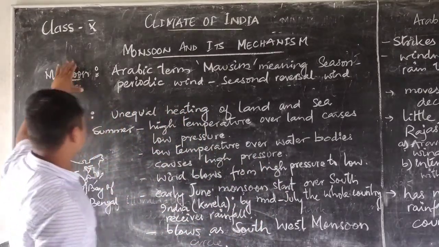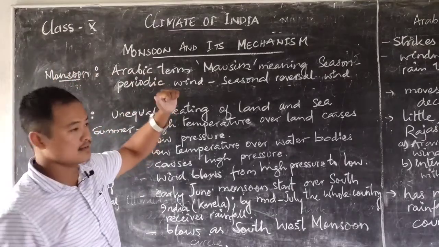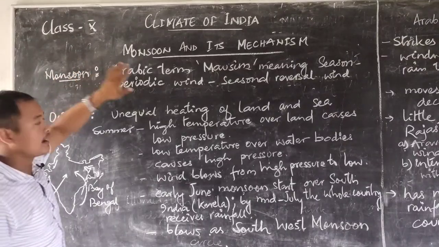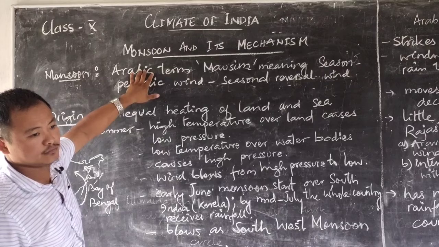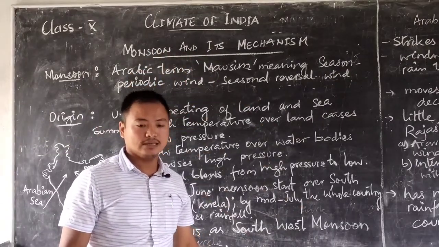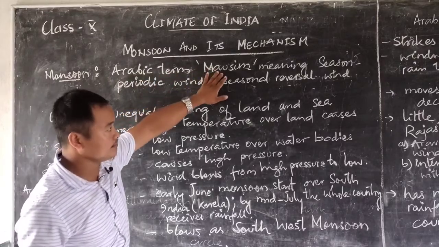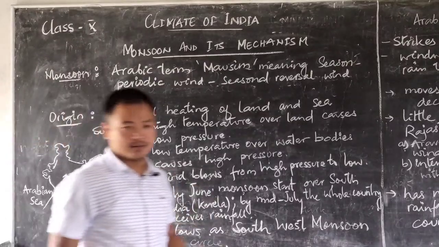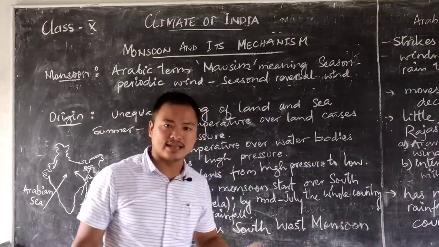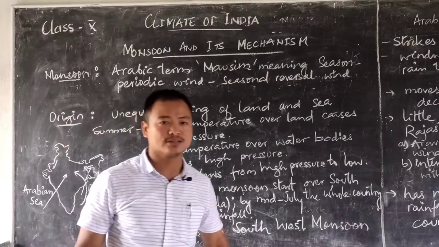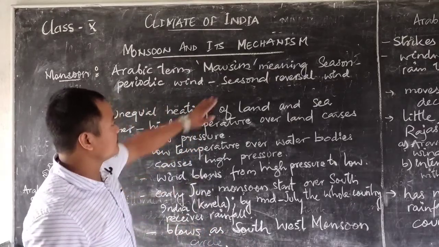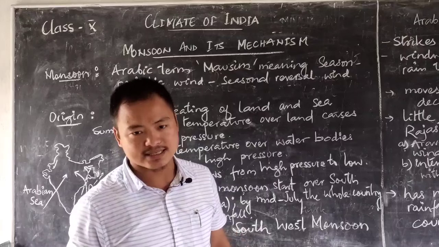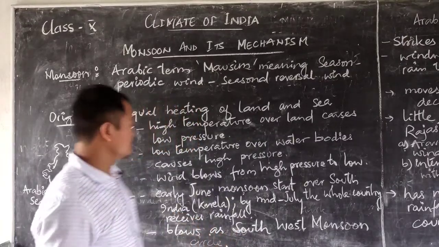So let's first talk about monsoon. Though we have already discussed in earlier classes, yet let's just come up as a revision part. Monsoon is an Arabic term which means season. It is derived from an Arabic term, Monsoon, and it means season. Now this monsoon is a periodic wind. Periodic wind means it changes its direction in different times of the year according to the seasons. So that is why we consider this kind of wind as a seasonal reversal wind. That means with the change in season, the direction of the wind also changes.